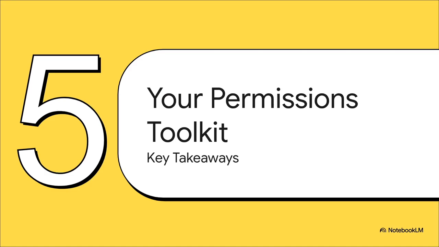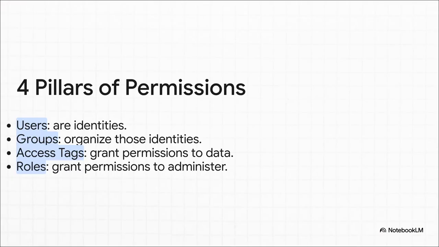Whew, okay, we have covered a lot of ground. So let's just pull it all together and recap the absolute key takeaways. This is your permissions toolkit. It all comes down to these four pillars. 1. Users are your people. 2. Groups are just for organizing them. 3. Access tags are the keys that grant permissions to the actual data. And 4. Roles are what grant the power to administer the system. If you remember these 4 concepts, you've got this. You have absolutely mastered the logic of Koddex permissions.